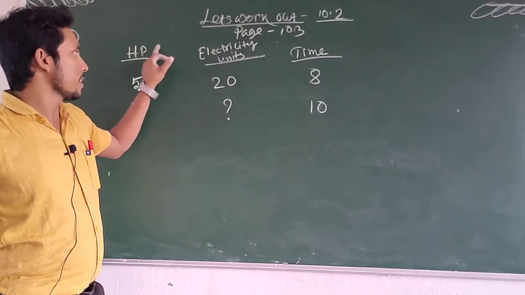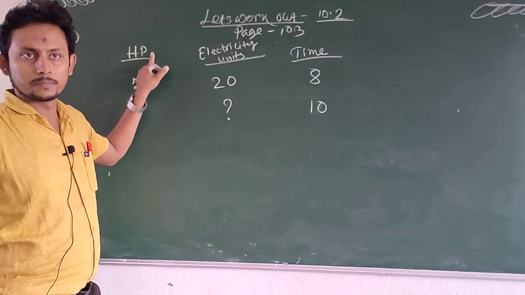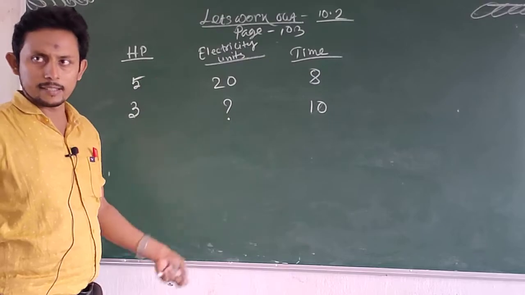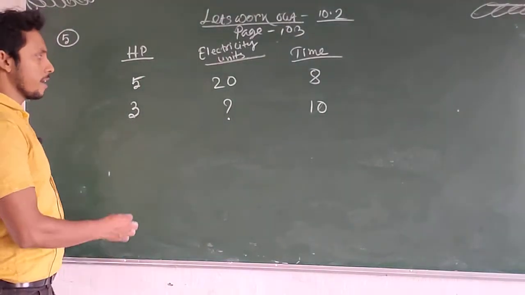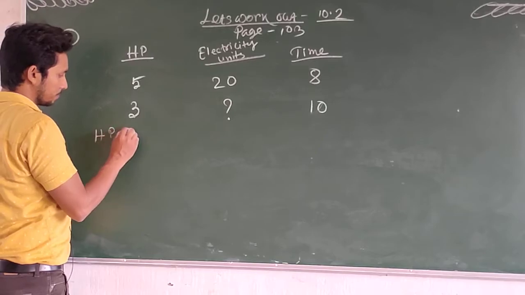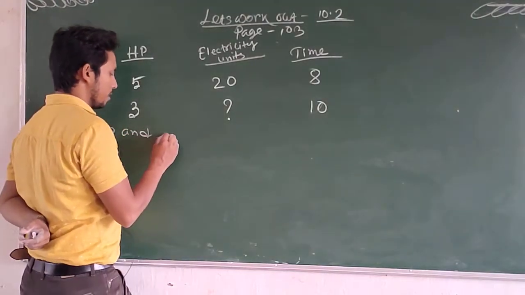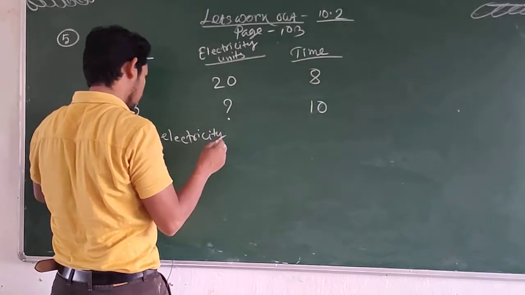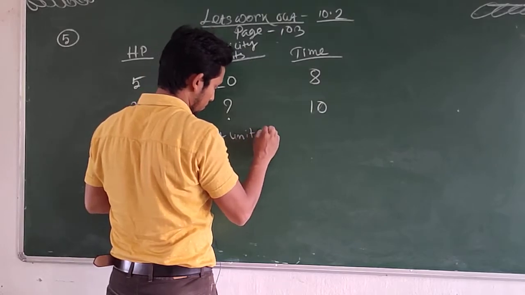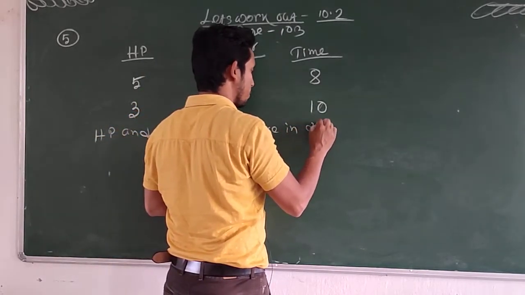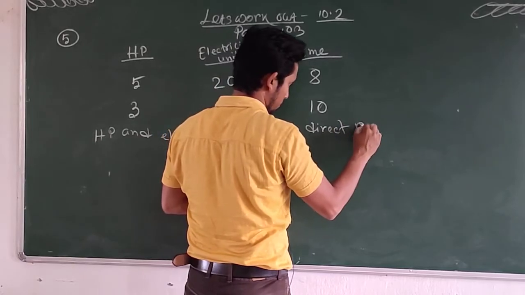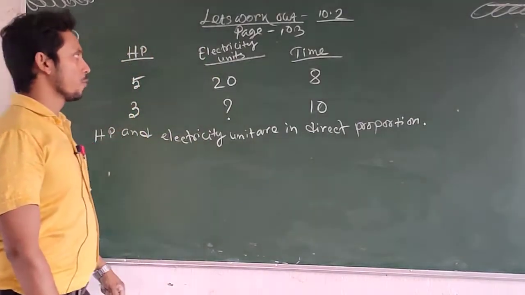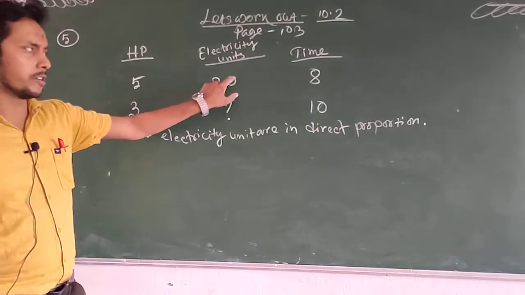So find the relation between electricity and HP. If HP is increased, more electricity is required, right? That means the relation is direct. So HP and electricity unit are in direct proportion.